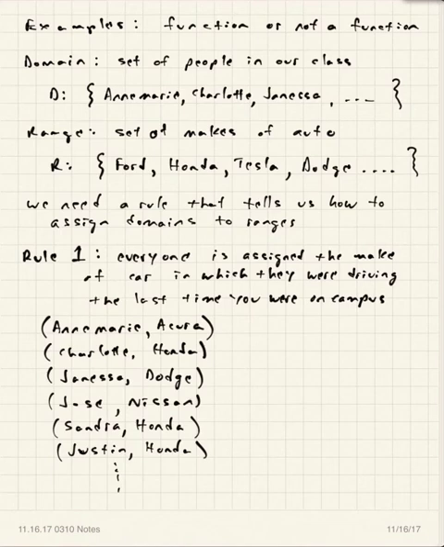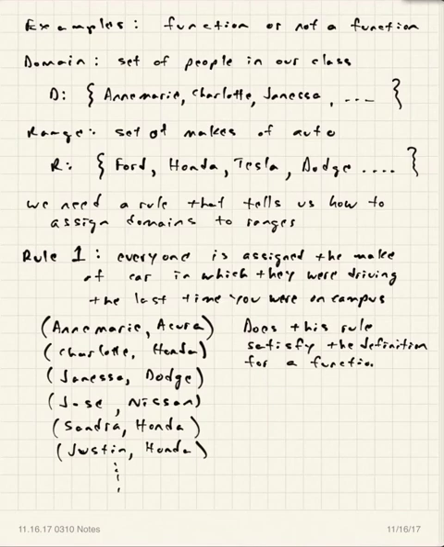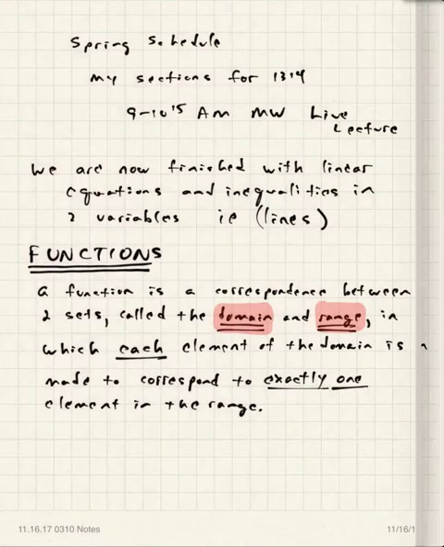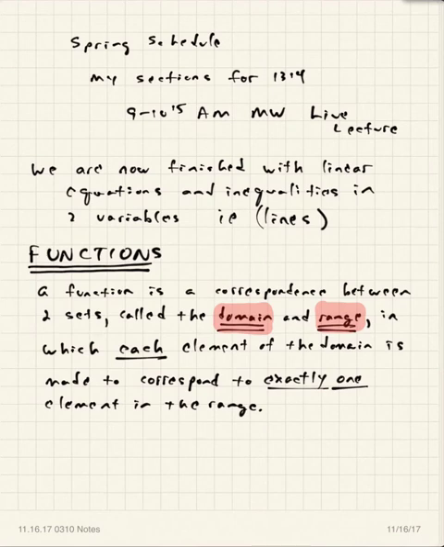And so the question is, does this rule satisfy the definition for a function? So two things have to be true for it to satisfy the definition. Now, don't forget that rule, let's go back and look at the rule for a minute. That rule said two things had to be true in order for a relationship between two sets to be a function. Every element in the domain has to be assigned to something. So that's the first thing.